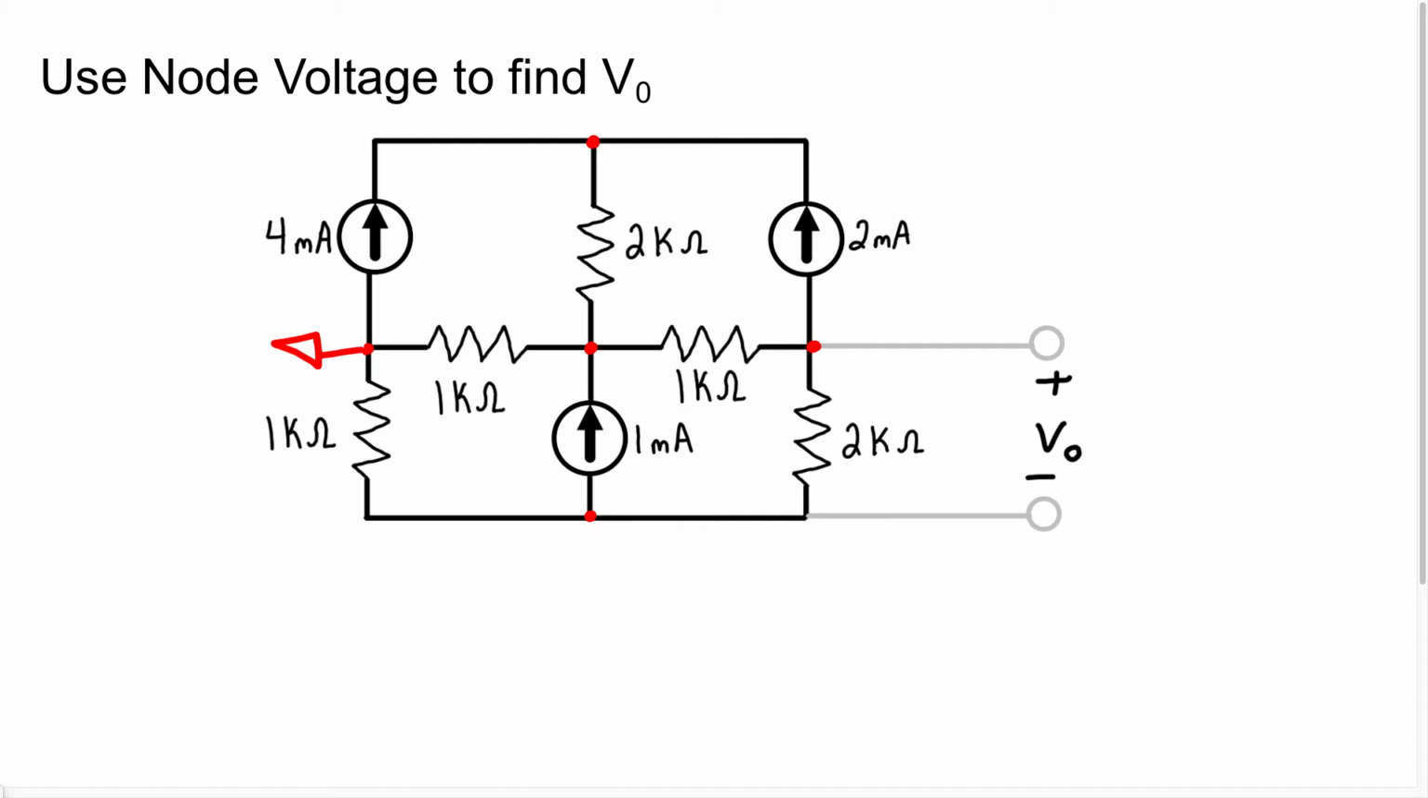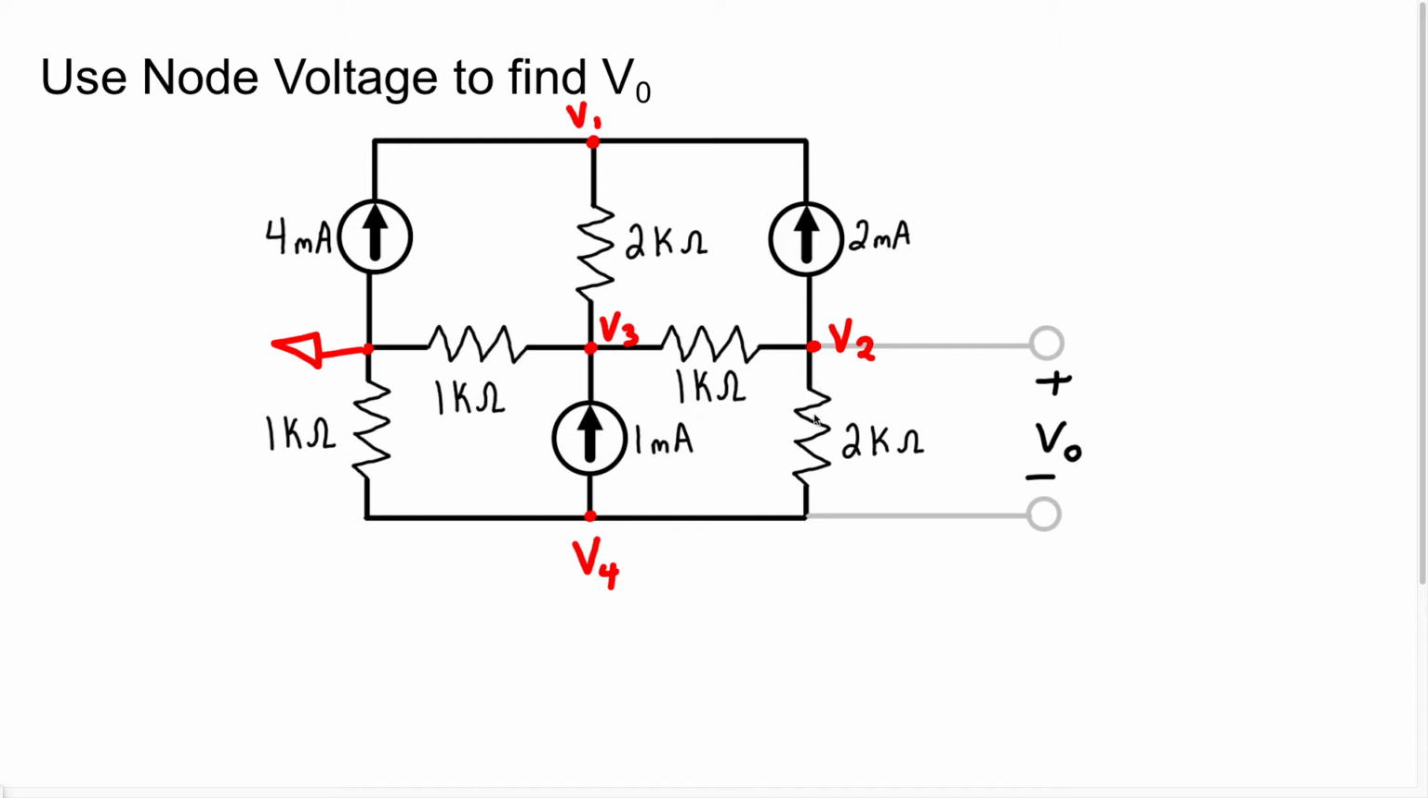Okay, so I'm going to label this V1, which is the voltage at node 1. I'm going to label this node right here V2. I'm going to label this node V3, which is node 3, but the voltage at node 3. And I'm going to label this node 4, but the voltage at node 4. So now we can write the node voltage equations at these particular nodes.